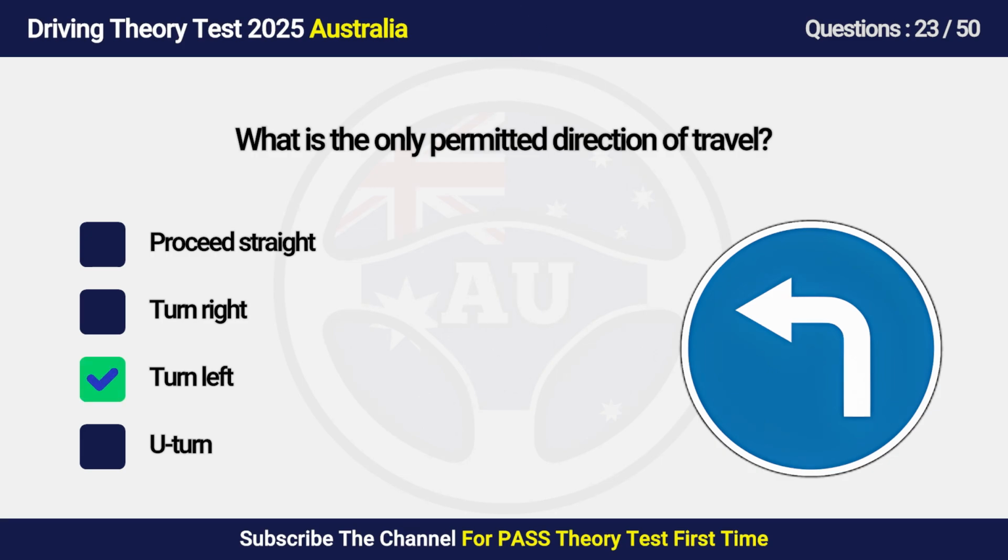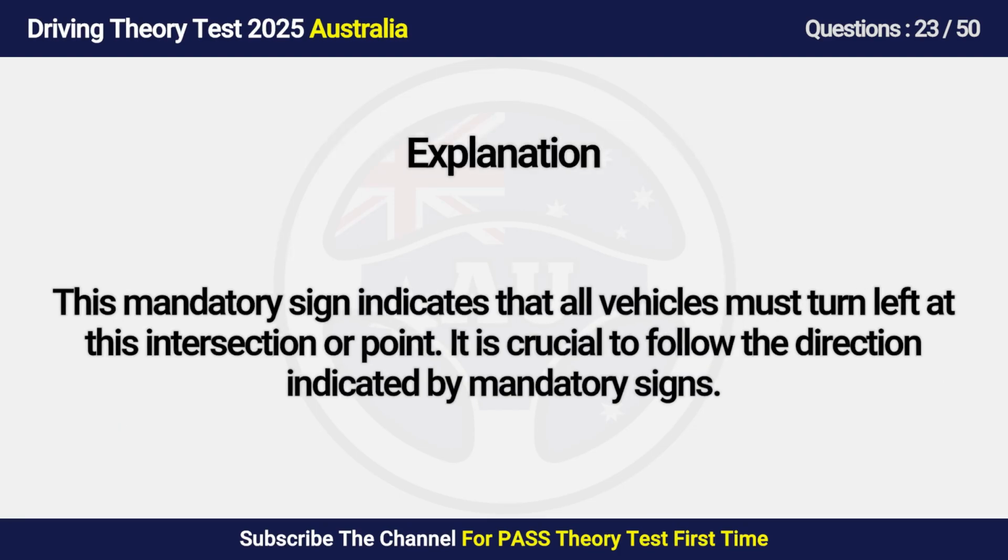Answer is C. Turn left. This mandatory sign indicates that all vehicles must turn left at this intersection or point. It is crucial to follow the direction given by mandatory signs.